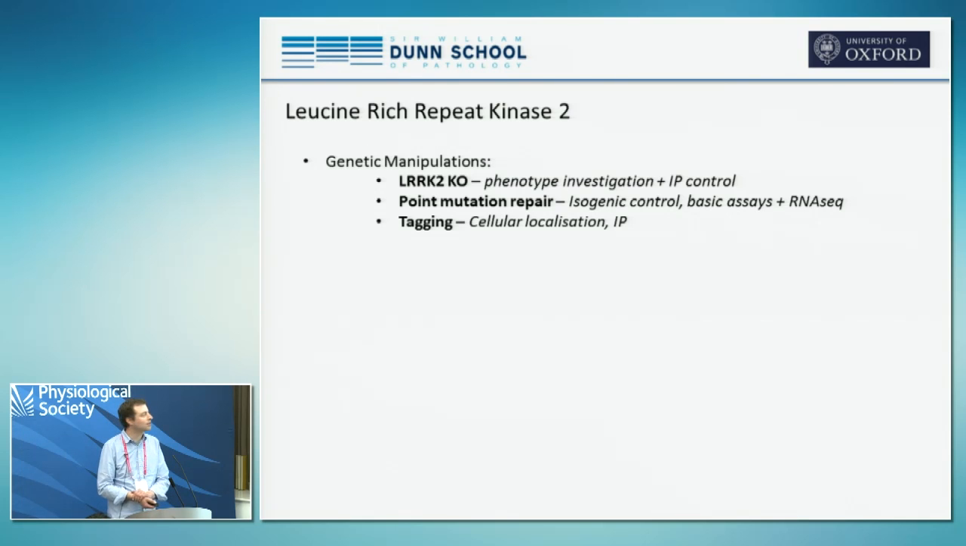The next gene edit that's of use to us and to our partners is demonstrating point mutation repair. In terms of LRRK2, we want to repair G2019S and R1441C. These are to be used as isogenic controls in basic assays and in RNA-seq as well. Finally, something else that we want to be able to do is tag our LRRK2 with a fluorescent protein, so we can do some live cellular imaging and look at cellular localization of the protein. Another use for this is for pull down for immunoprecipitation, because there's actually no good antibodies for LRRK2.